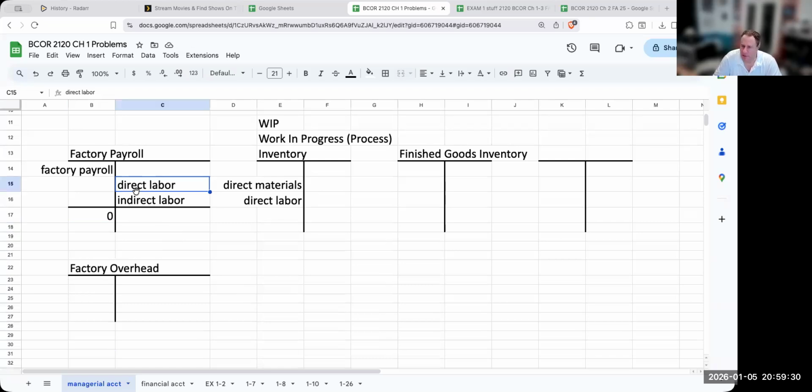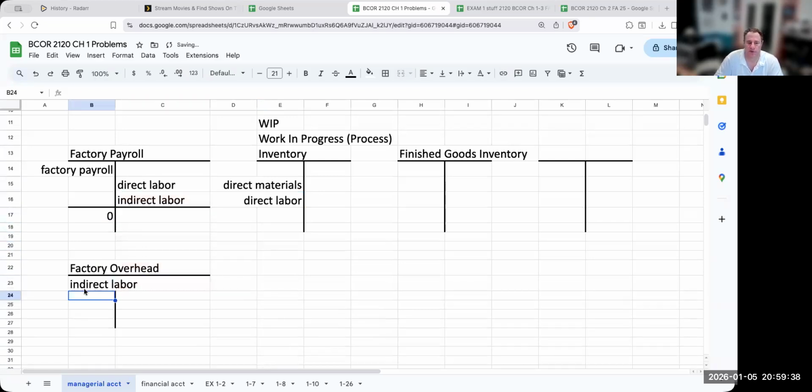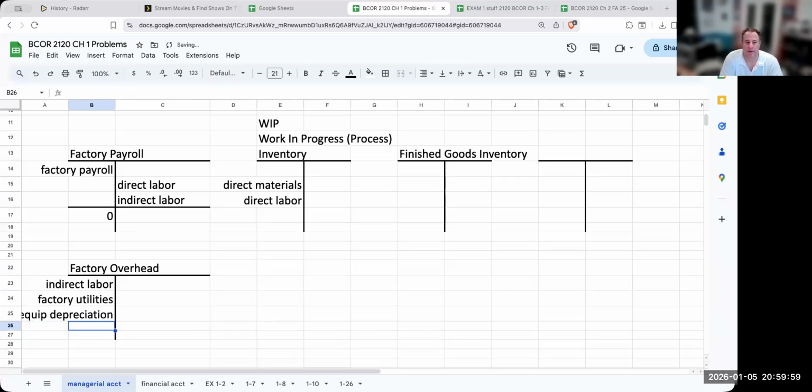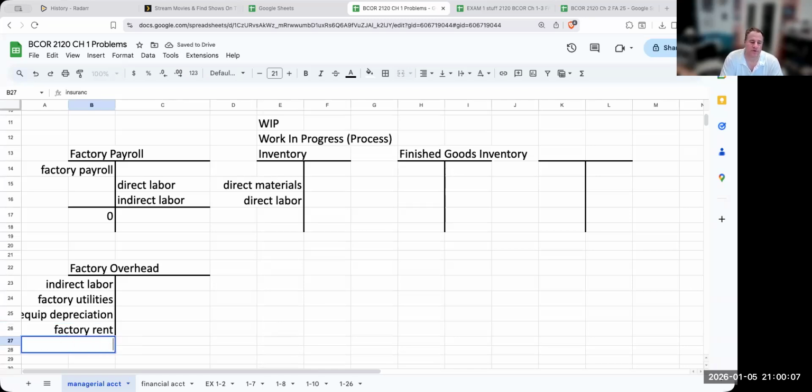Well, if direct labor is going over here to work in process, what's happening with indirect labor? Well, indirect labor is going to travel over here to factory overhead. And as we look at what goes into factory overhead, it is pretty much going to be anything that has the word factory in it. It'd be factory utilities, factory equipment depreciation. It could also be, God, there are so many, factory rent, insurance, or we'll call it factory insurance.